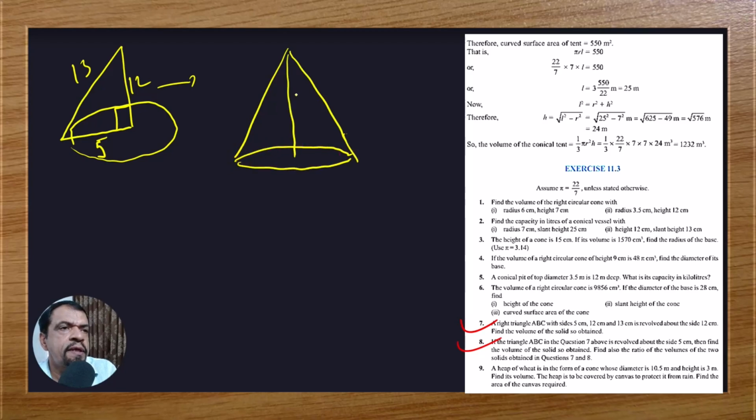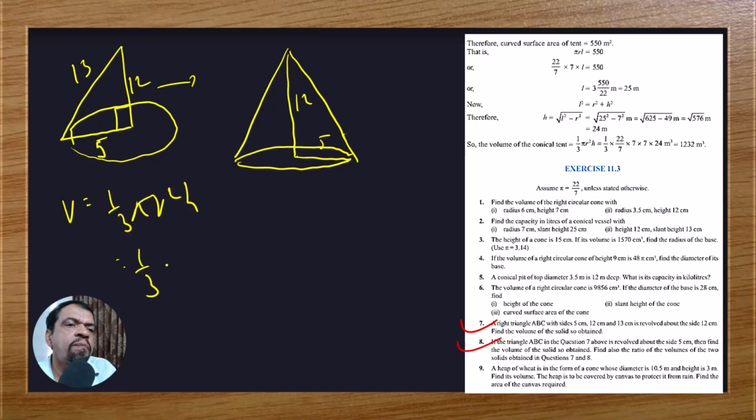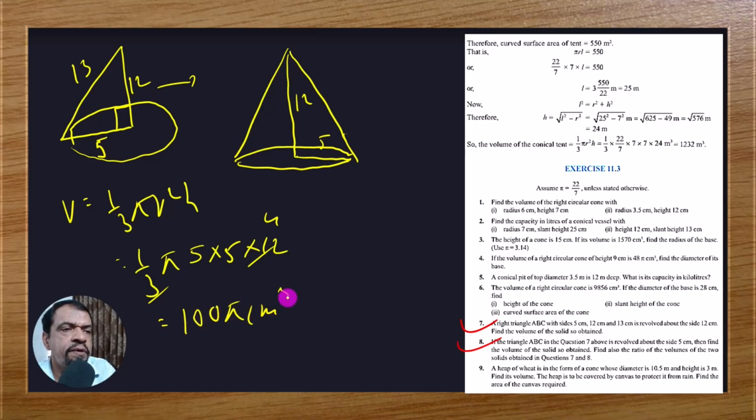So this height will be constant, radius also constant. We need to find the volume. 1/3 pi r square h. So 1/3 pi, radius 5 into 5, h 12. So 3 4s are 12. So it is coming 25 into 4, 100 pi. In terms of pi we have to find. This was question 7. Now in the 8th question, situation is just opposite.